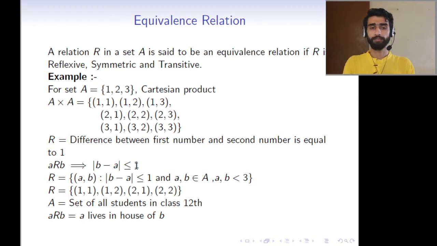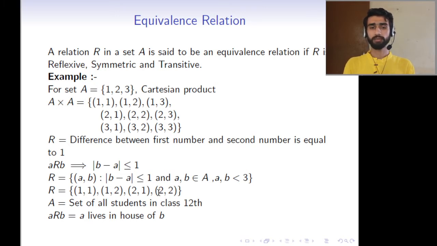Now let's check again. You will see 1 comma 1, difference less than 1, in the relation. 1 comma 2, difference less than 1, in the relation. 1 comma 3, difference 2, not less than 1, not in the relation. Then 2 comma 1, difference is 1, in the relation. 2 comma 2, difference 0, less than 1, in the relation. 2 comma 3, difference 1, equal to 1, in the relation. 3 comma 1, difference is 2, not in the relation. Then 3 comma 2, difference is 1, in the relation. 3 comma 3, difference 0, in the relation. I have this relation in tabular form: 1 comma 1, 1 comma 2, 2 comma 1 and 2 comma 2. Now check the properties of reflexive, symmetric and transitive relation in it.